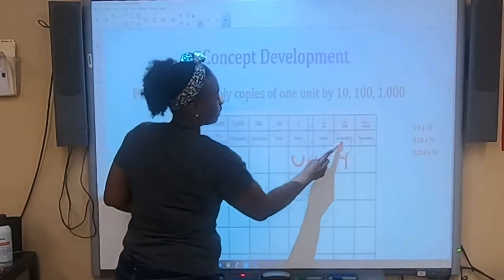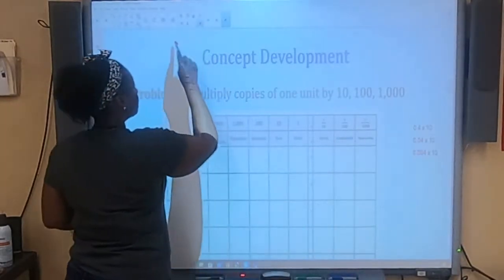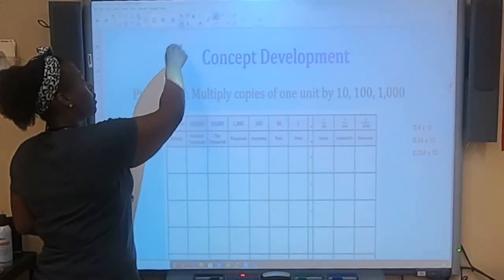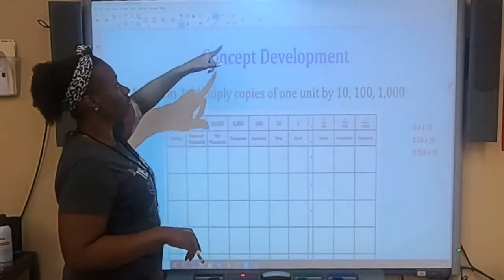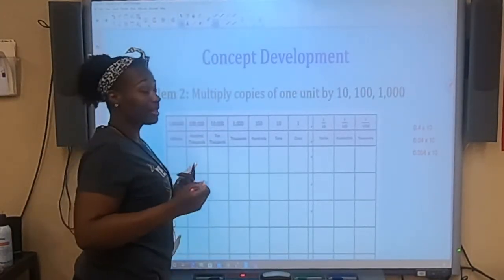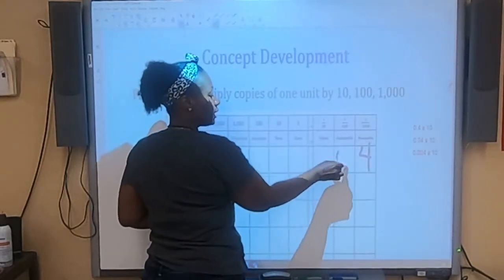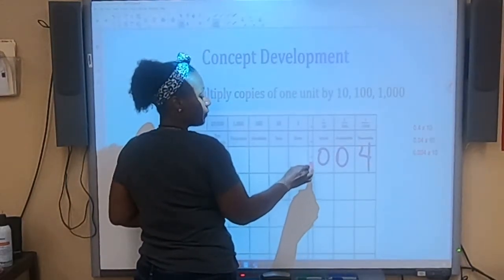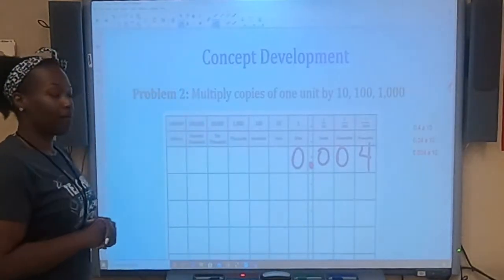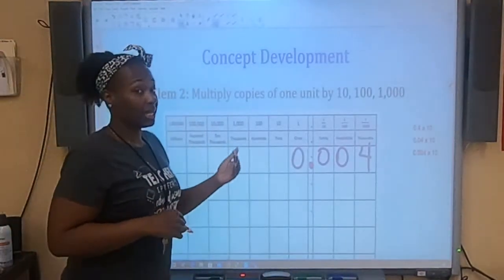Now let's try multiplying 4,000ths. To put 4,000ths on my place value chart, I am simply going to write the 4 in the thousandths place. I'm not at my decimal, so I need zeros to get me there. There's my 4,000ths. The 4 is sitting in the thousandths place.